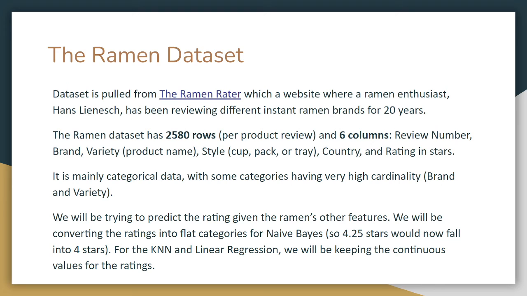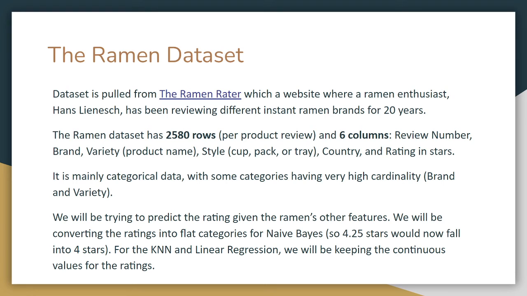So the data set. The data set is pulled from the ratings from this website called the Ramen Rater, where this guy tries a bunch of different ramens and gives a rating to them. The data set has 2,500 rows and there's 6 columns. Review number, which is not relevant for us. Brand, variety, which is the product name. Style, so pack or tray. Country, which is country of origin. And rating in stars, which is what we're trying to predict.